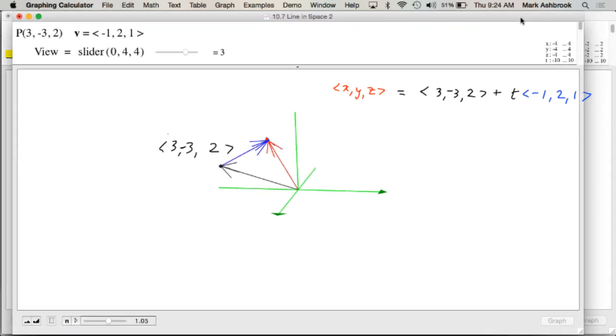So this is the case when t equals 1. This point I'm showing you here is the case when t equals 1. And then get the point. What point is that? Right, so when t equals 1, so how does this generate points? By choosing different scalar multiples of the direction vector. So now t equals 1, so then it's going to be 2, negative 1, 3. And there's that point, 2, negative 1, 3.